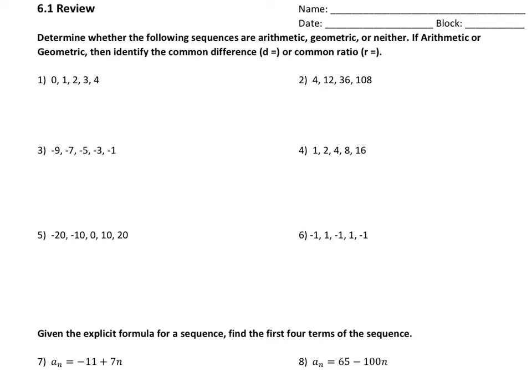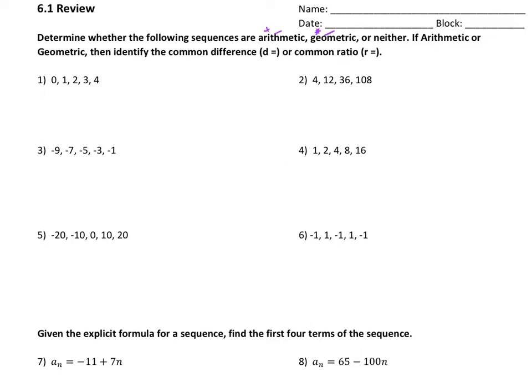So let's review really quick. If it's arithmetic, remember we're adding a common number each time. If it's geometric, we're multiplying by a common number each time. And then if it's neither, it means it's not following either of those patterns. So let's look at number 1.